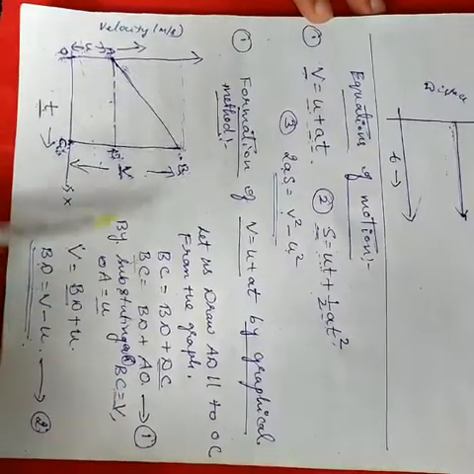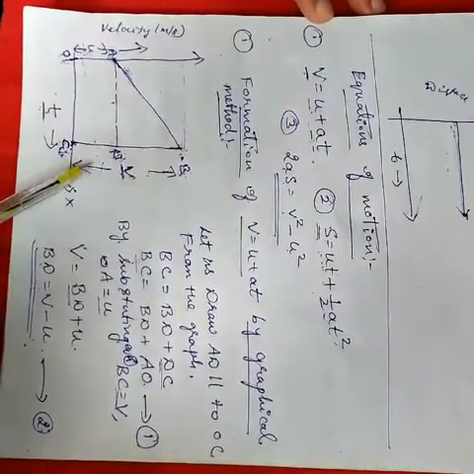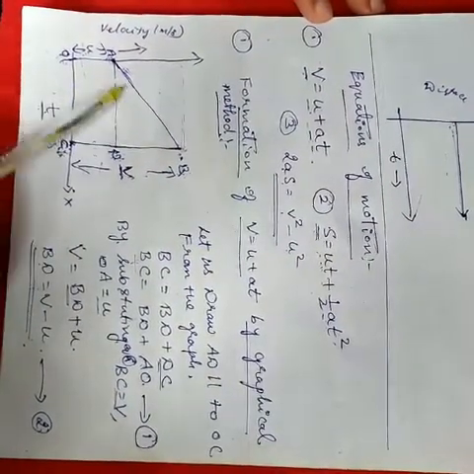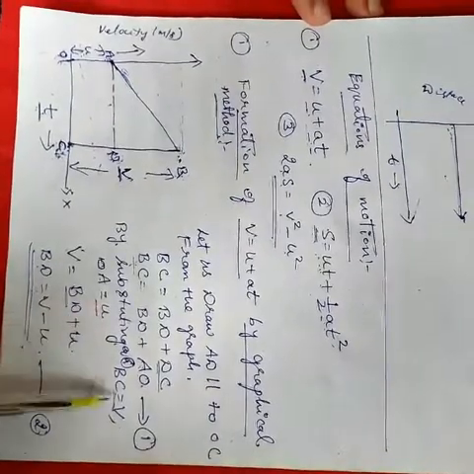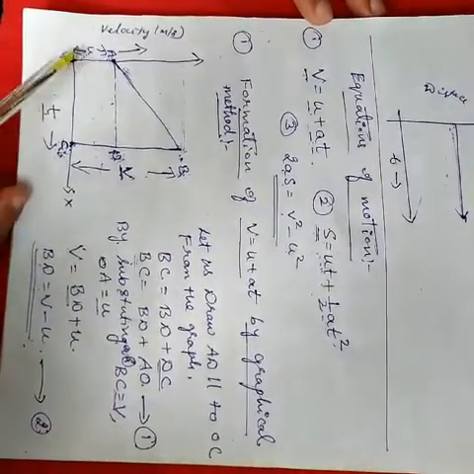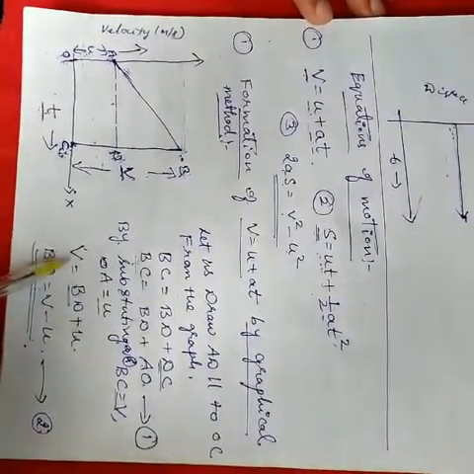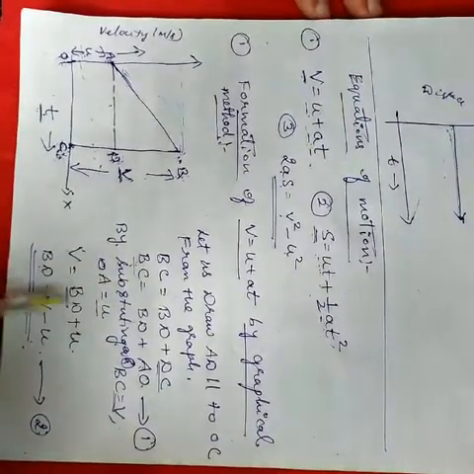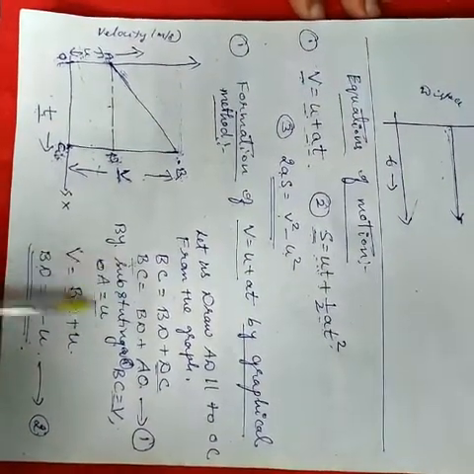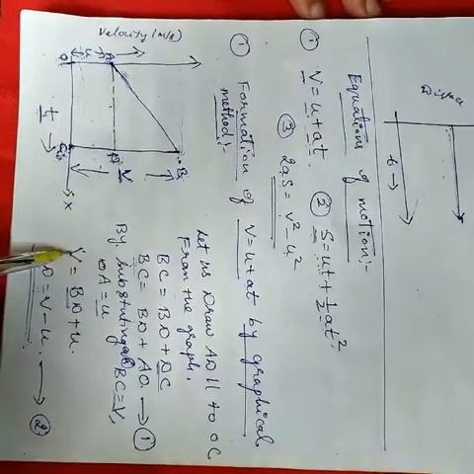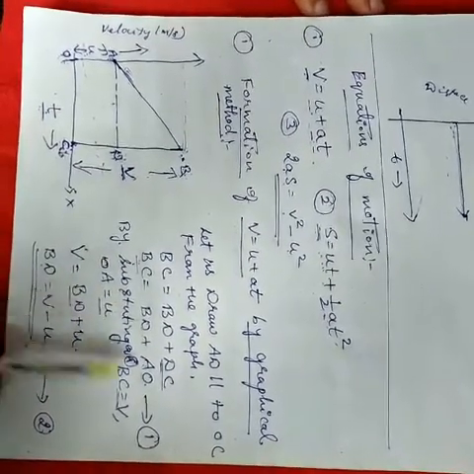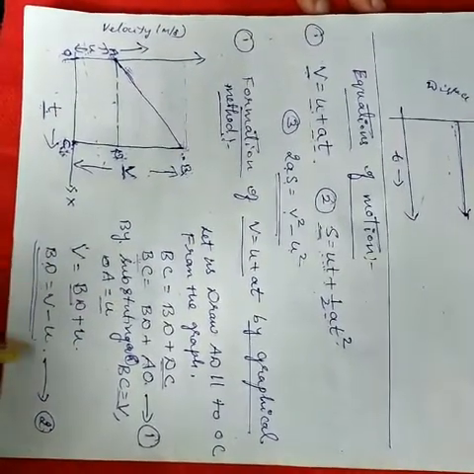Now we substitute BC. What is BC? It is the total final velocity, V. BC is equal to V. OA is equal to initial velocity, U. So by substituting BC, V is equal to BD plus U. That is now equation number 2.